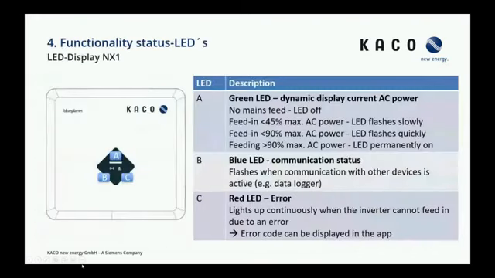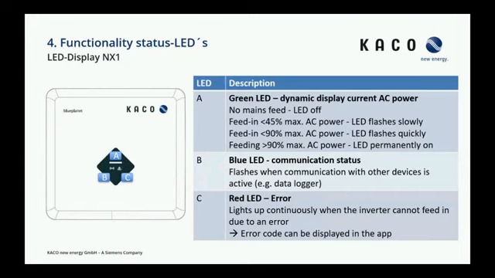Here we can see the functionality status LEDs. Here, for example, the NX1 inverter, we can see we have 3 big LEDs. The first one is a green LED. This is the bar on the top. This is a dynamic LED for the AC power. So if you don't have any feed-in, the LED is off. If you have a feed-in under 45% of the AC power of the inverter, the LED will flash really slow. If you have less than 90%, the LED will flash very quickly. And if you have a feed-in more than 90%, your LED is permanently on.